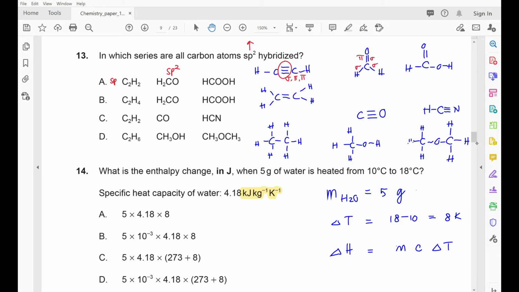Methanoic acid is also sp2 hybridized on the carbon. Carbon monoxide is sp hybridized, as well as the carbon on cyanide. Ethane is sp3 hybridized because it doesn't form any pi bond, so it doesn't need to reserve any p orbital. Same for methanol, sp3, and so the answer is B.